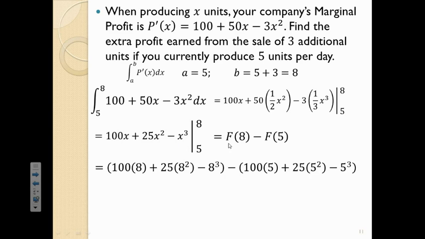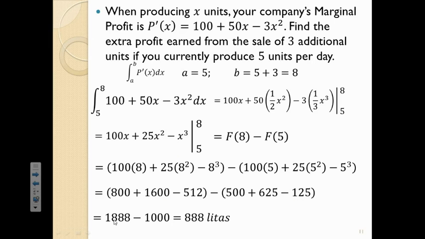If we do an F of 8, it's going to be 100 times 8 plus 25 times 8 squared minus 8 cubed, and we're going to subtract an F of 5. So it's 100 times 5 and 25 times 5 squared, and minus 5 cubed. Now, when we do the math, we're going to get 800 plus 1600 minus 512 minus 500 plus 625 minus 125. Now from here, most students simply add this up.